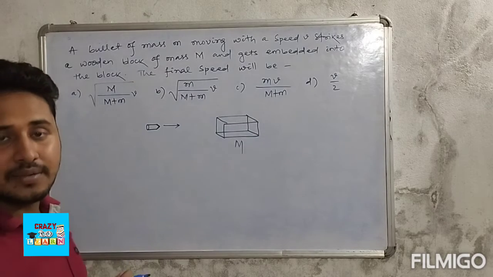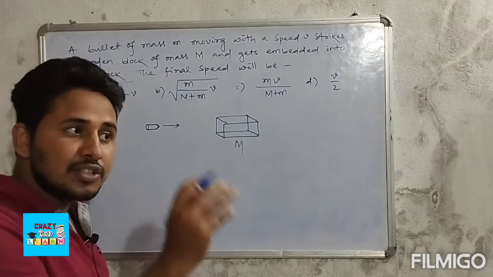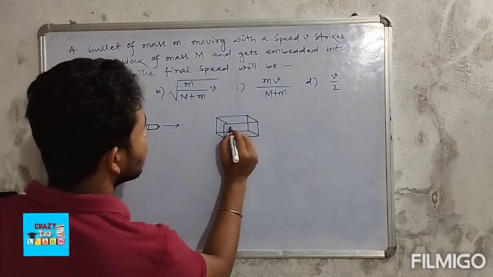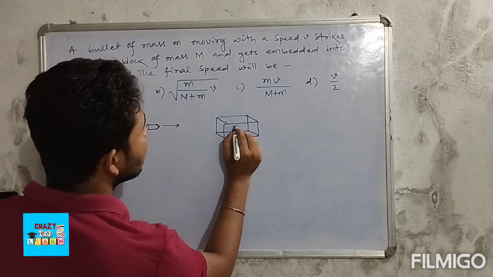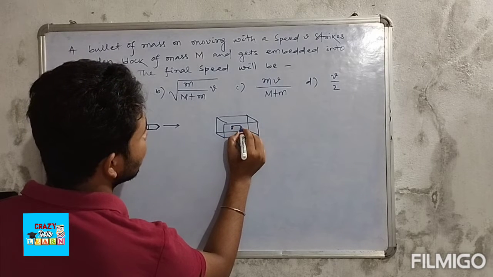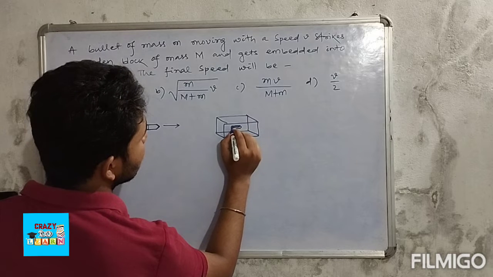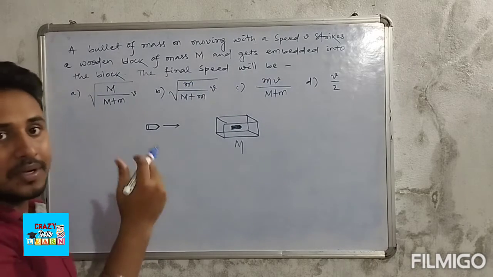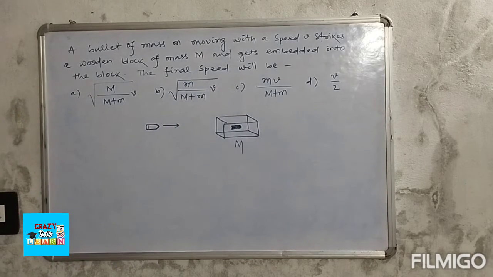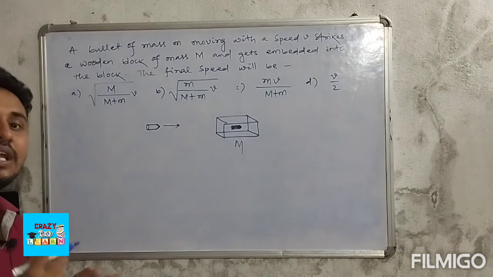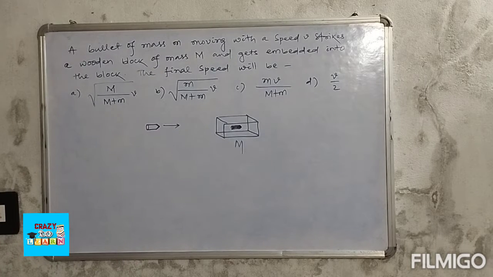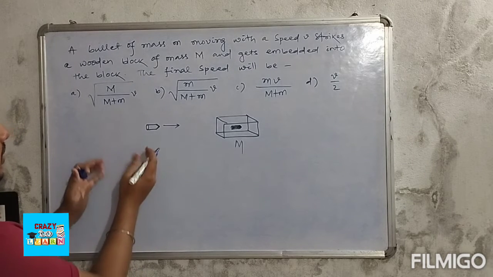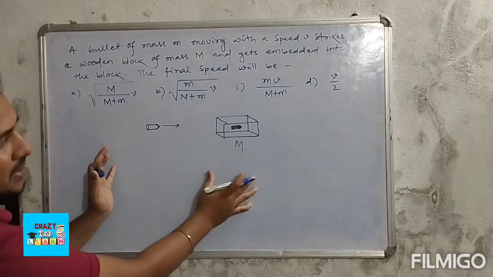What is the meaning of embedded? It means deeply inside a surrounding body. Now the bullet, after firing, is embedded in the wooden block. That means it is inside the wooden block. Clear? Embedded inside or into the block. So this problem is similarly based upon the law of conservation of momentum, as we discussed in the previous question. So before firing the system is this one, and after firing the system is this one.